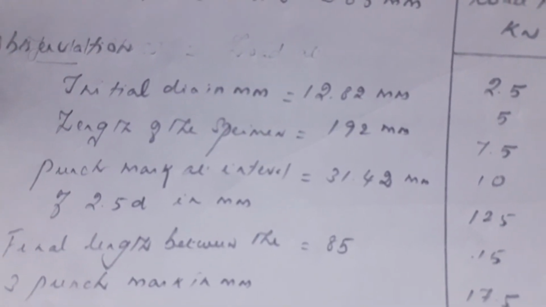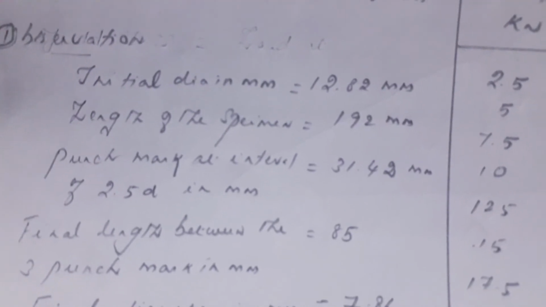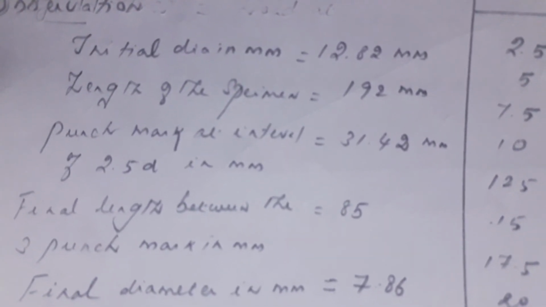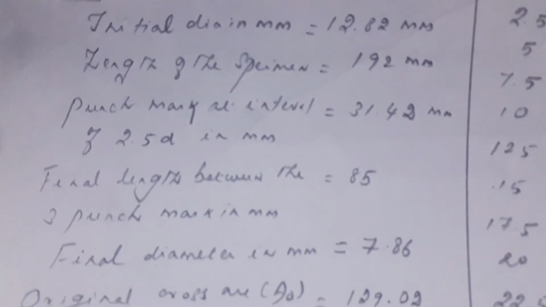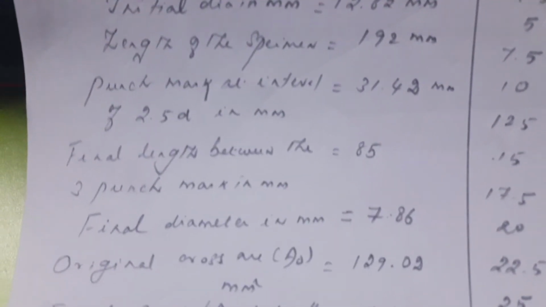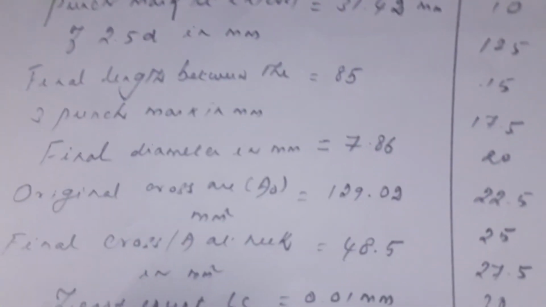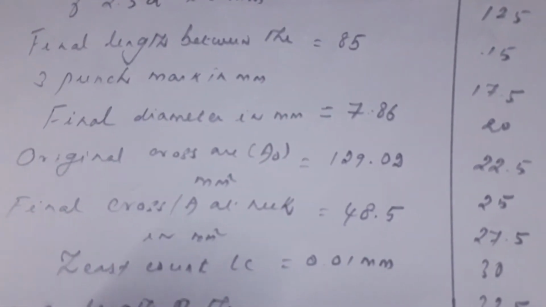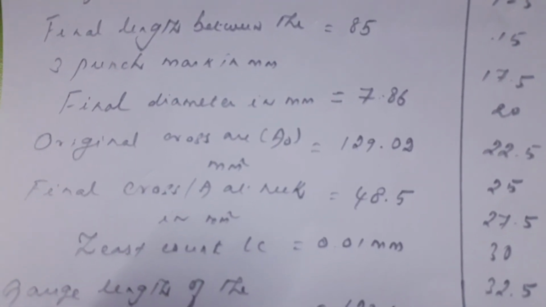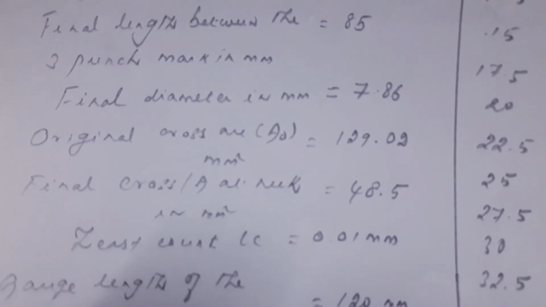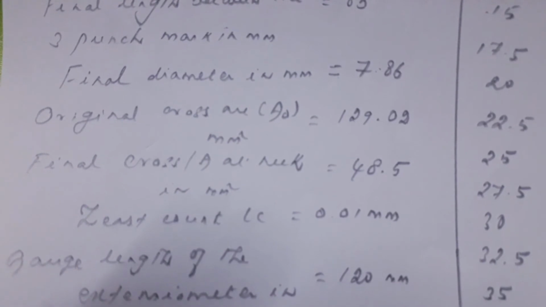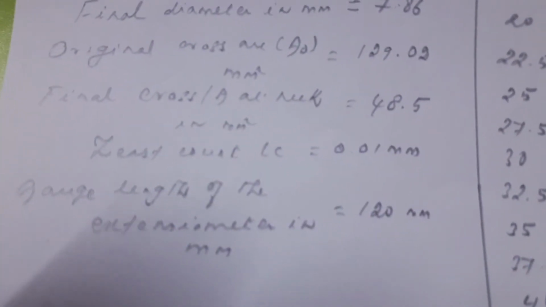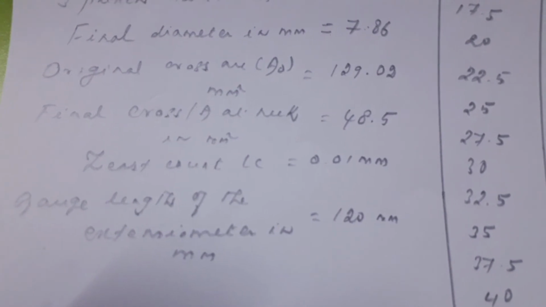So initial diameter is equal to 12.8 mm, already measured, and the length of the specimen is equal to 192 mm, and the punch mark interval of 2.5 d is 31.42 mm, and the final length between the three punch marks is equal to 85 mm, and the final diameter is equal to 7.86 mm, and the original cross sectional area A0 is 129.02 mm square, and the final cross sectional area at the neck is equal to 48.5 mm square, and the least count for the dial gauge is 0.01, and the average length of the extensometer is 120 mm.